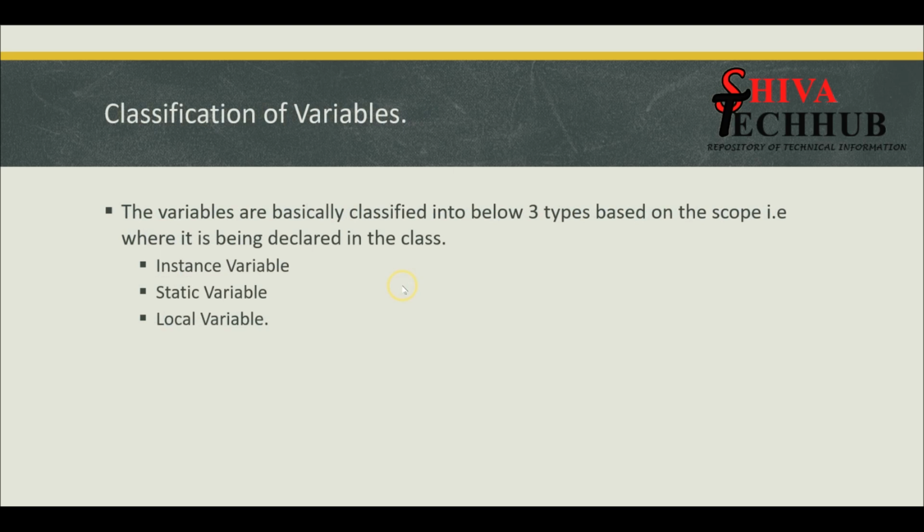So next we'll be looking at the classification of variables. Yes, in the earlier slide we have checked the types of variables, that is based on the data type. This is based on the scope. So based on the scope, we have classified the variables into three types. Each has its own significance. So first, let us consider instance variables, static variables, and local variables. And also let us try to understand it with an example.